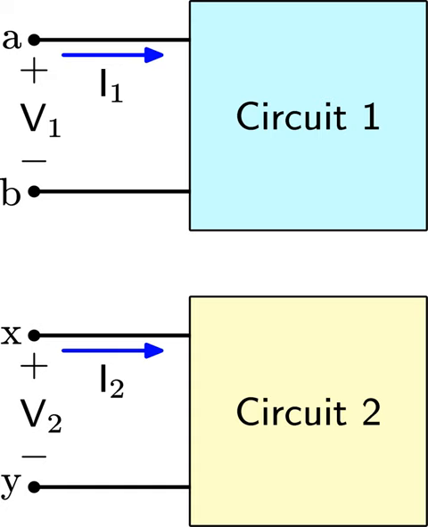Nodal analysis: the number of voltage variables, and hence simultaneous equations to solve, equals the number of nodes minus 1. Every voltage source connected to the reference node reduces the number of unknowns and equations by 1. Mesh analysis: the number of current variables, and hence simultaneous equations to solve, equals the number of meshes. Every current source in a mesh reduces the number of unknowns by 1. Mesh analysis can only be used with networks which can be drawn as a planar network, that is, with no crossing components.